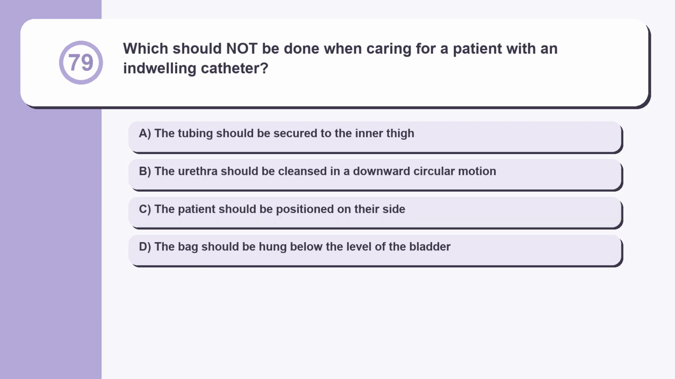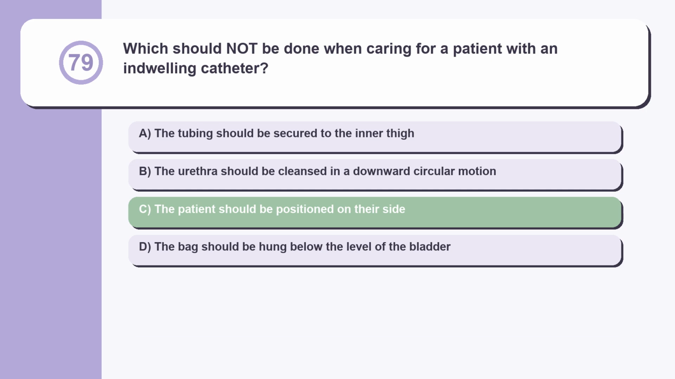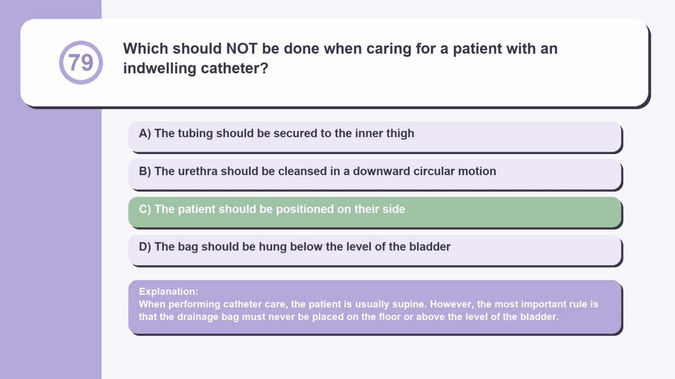Question 79. Which should not be done when caring for a patient with an indwelling catheter? The tubing should be secured to the inner thigh. The urethra should be cleansed in a downward circular motion. The patient should be positioned on their side. The bag should be hung below the level of the bladder. When performing catheter care, the patient is usually supine. However, the most important rule is that the drainage bag must never be placed on the floor or above the level of the bladder.